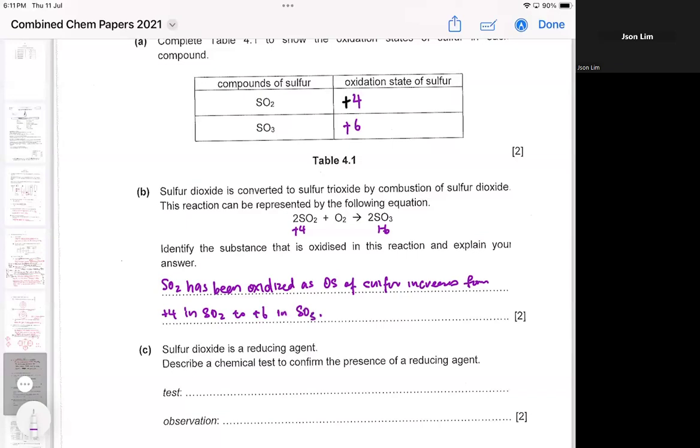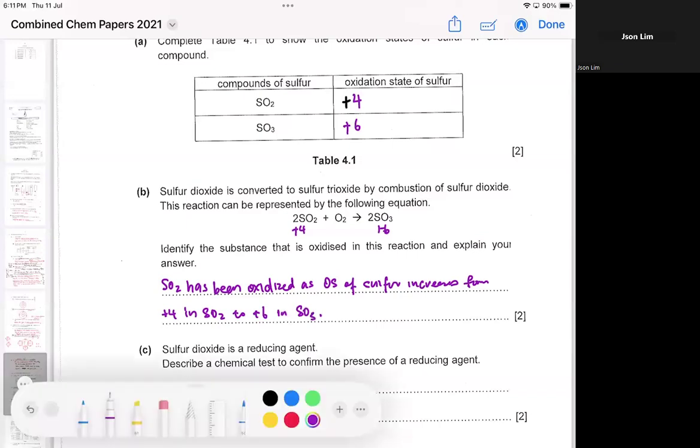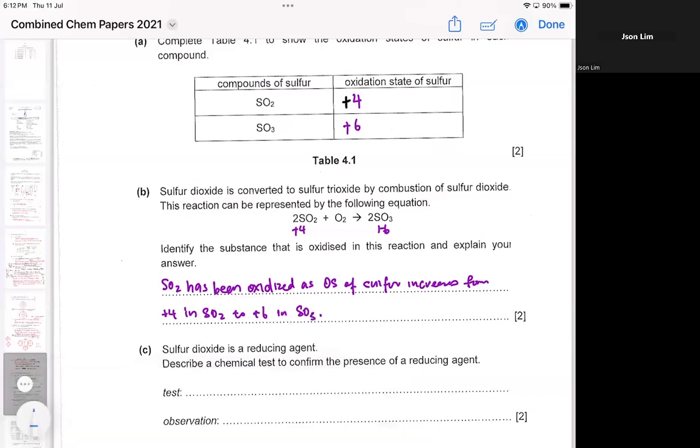Okay, this can be one of the answers, but the other one we can go for is strictly gain of oxygen. So we can also say SO2 has been oxidized. Okay, gains oxygen to form SO3. These two are standard answers. Okay, that's for sulfur dioxide.